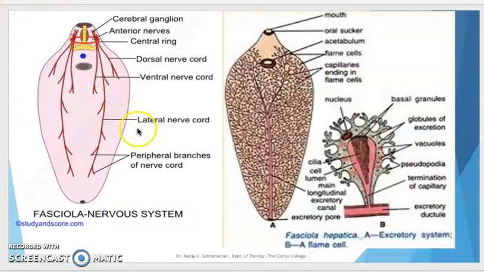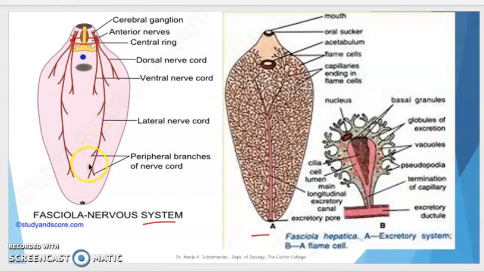So these are the pictures showing the nervous system of Fasciola hepatica, and this is the excretory system of Fasciola hepatica. And these are the structures. There is a nerve ganglion, a central ring, a dorsal nerve, a ventral nerve, a lateral nerve cord, and the peripheral branches of the nerve cord.